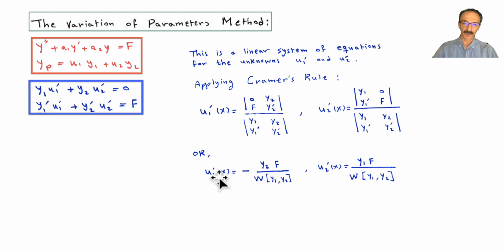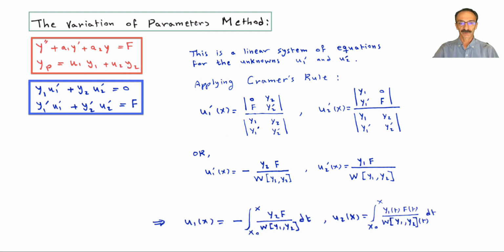Of course, once you find u1 prime and u2 prime, this is our main focus. We integrate to find u1 and u2. We go back and plug them in here. That's what I mean. So we integrate and we go back to the original equation. I'm going to skip reading these and we'll see that practically through some examples.